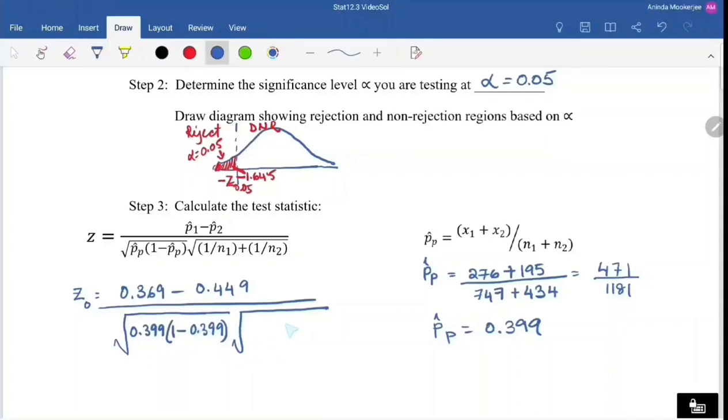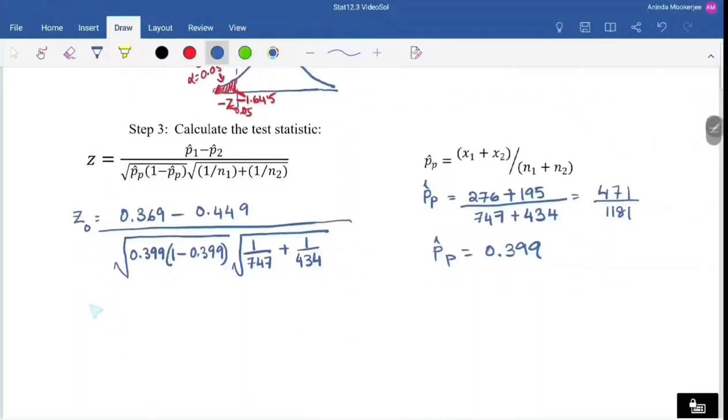times square root. Now you can put this under the same square root, all right? I don't know why they split it, but let's just use whatever formula has been given to us. So 1 divided by n sub 1, which was 747, plus 1 divided by 434. All right, now I would first calculate the numerator, write it down, then find the value for the denominator, write it down, and then do the final division and get the value.